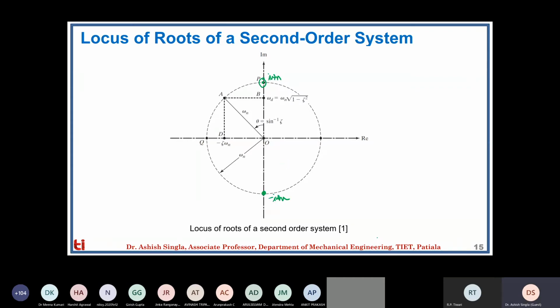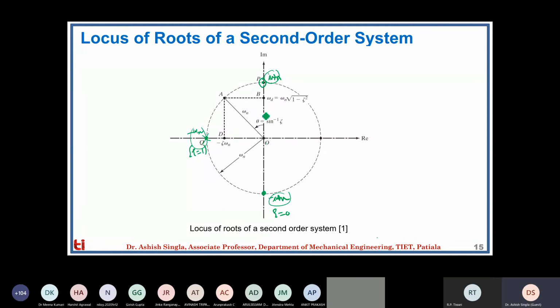When the value of zeta is 0, it is the undamped case. And if we see the value of zeta equal to 1, the critically damped case, both the roots are lying on the real line at minus omega n. So here you can see from the point of view of this origin, this is omega n, this is omega n, this is omega n. So all the three roots are equidistant. So the locus of the roots follows this left circle, this circular path.